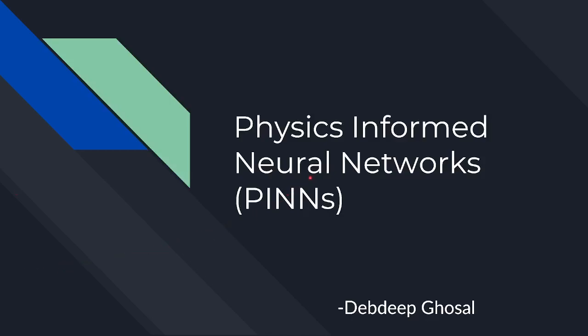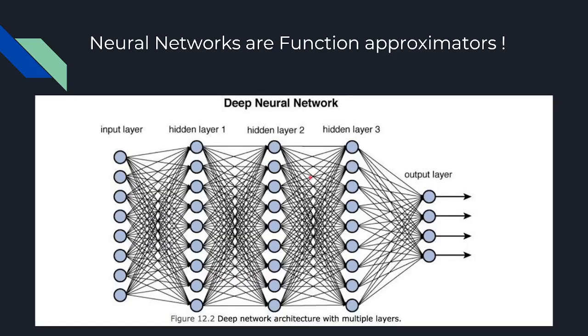Hey guys, today we are going to learn about physics informed neural networks, abbreviated as PINNs. So, neural networks are function approximators. What do I mean by that? What a neural network tries to do is create a function. It tries to generalize and frame a function which maps the input to the output accurately. So all these complex neural networks are, at the end of the day, function approximators.